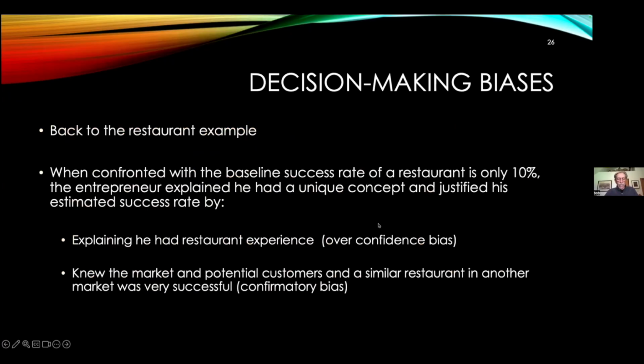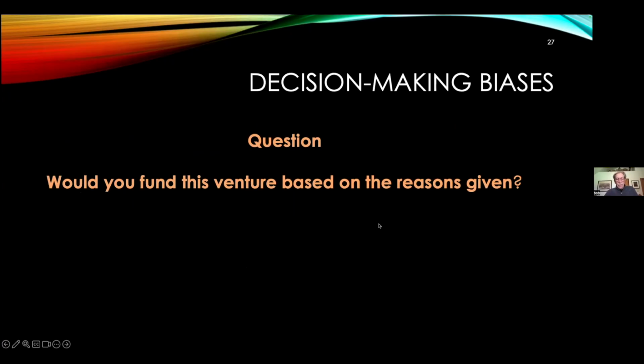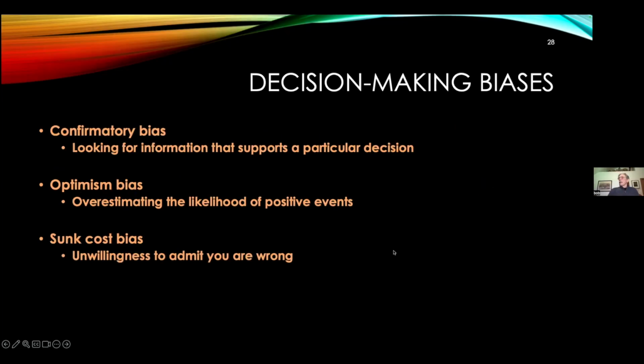So I've already covered this example. Confirmatory bias: looking for information that supports a particular decision. I was on the board of a number of corporations. I've served on nonprofit boards and so on. I would say number one on all the biases that I see, it's this one. And I've covered it with you. Optimism bias: overestimating the likelihood of positive events.